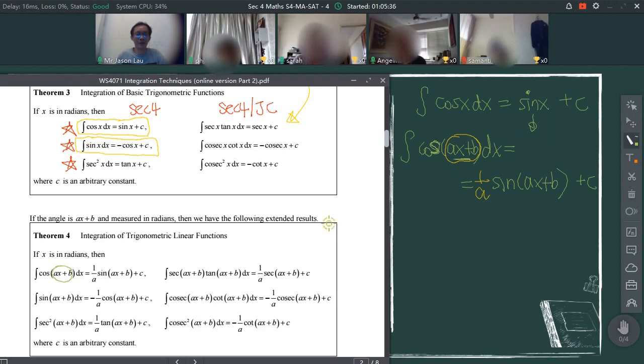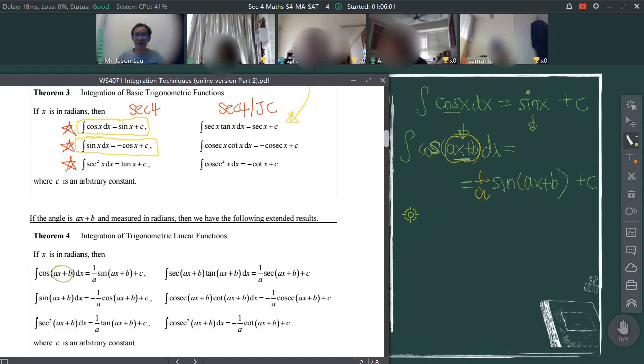I don't remember the whole formula. I remember that cosine gives me sine. Then if the angle is ax plus b, I need to remember that is something different, so I need to be more careful of the term ax plus b. Then I differentiate ax plus b, I get a, so I take 1 over a. Is that okay?